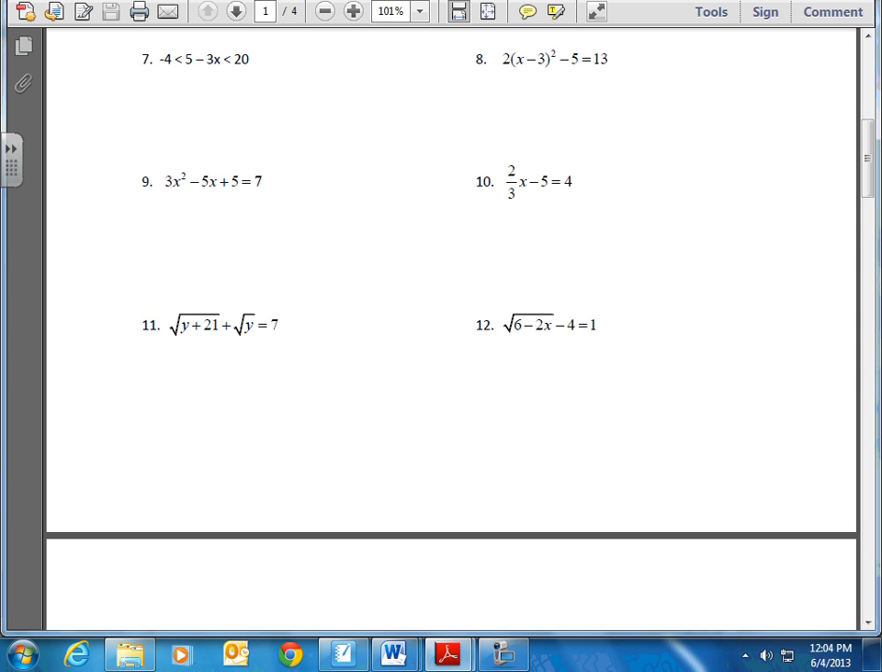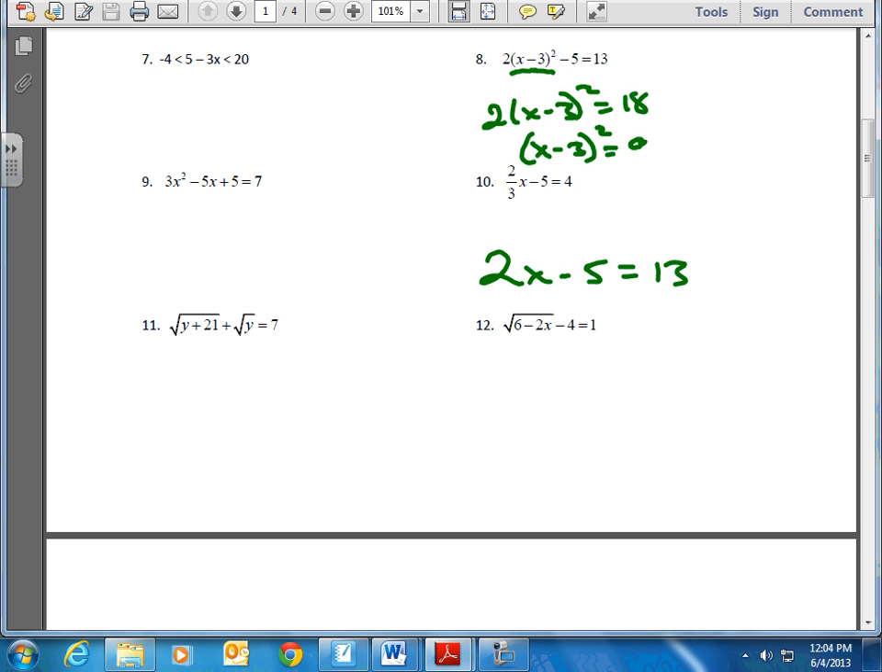First step, isolate the squared term. I'm trying to get this term by itself. So really what I'm looking at is something like that. Okay, so my first step, add 5 to both sides. So I have 2(x minus 3) squared equals 18. Second step, divide by 2, and I get (x minus 3) squared equals 9.